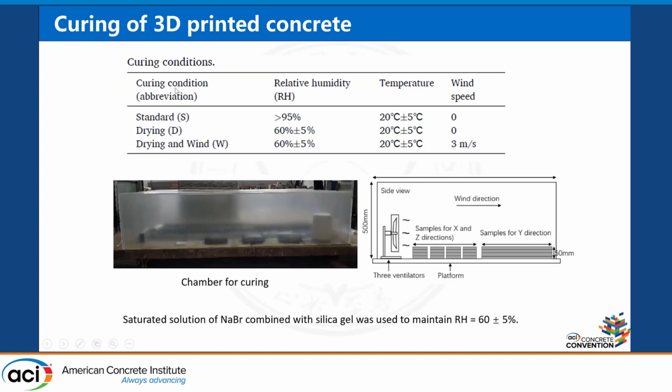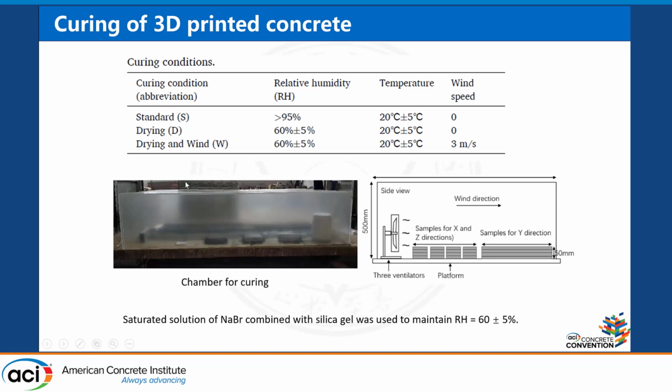We mainly consider three different curing conditions. S represents the standard curing with very high relative humidity, above 95%, and D stands for the curing condition with a relatively lower relative humidity at about 60%. And for the condition of dry and wind, we use both a low relative humidity and some fans to impose wind on the surface of the printed elements.